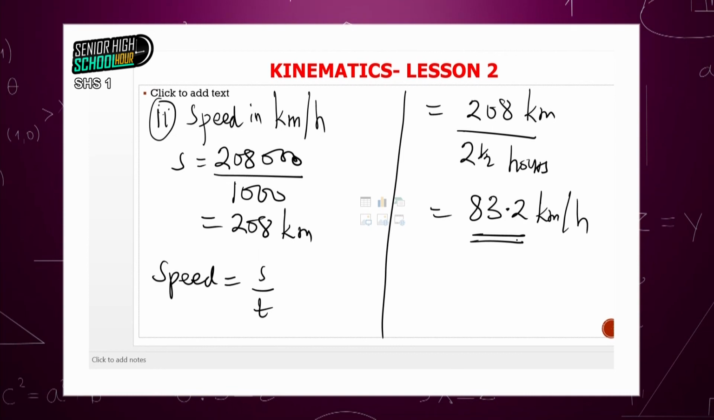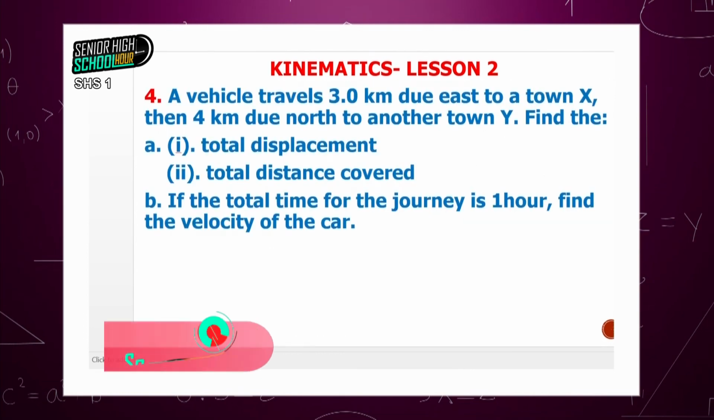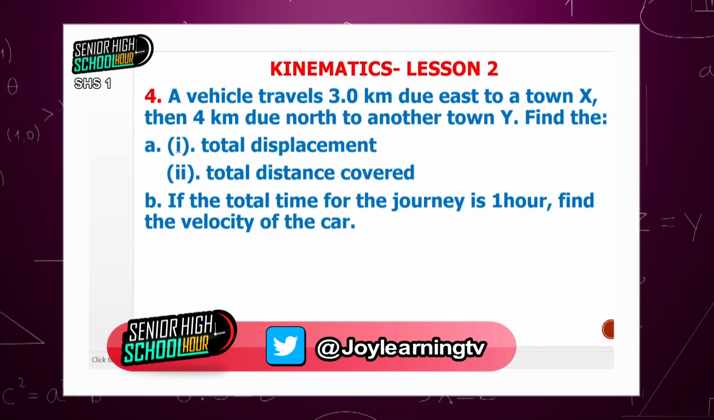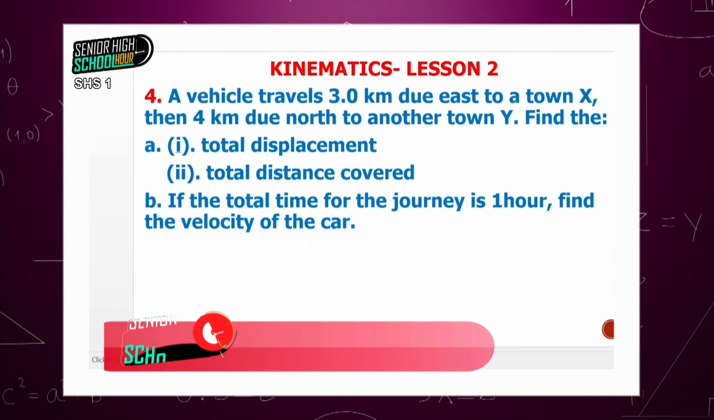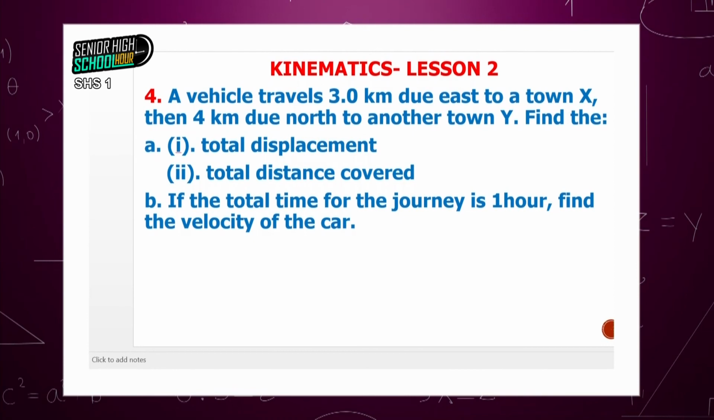We can move on to the fourth question. A vehicle travels 3.0 kilometers due east to a town X, then 4 kilometers due north to another town Y. Find A, I, the total displacement, then II, the total distance covered. Then B, if the total time for the journey is 1 hour, find the velocity of the vehicle.